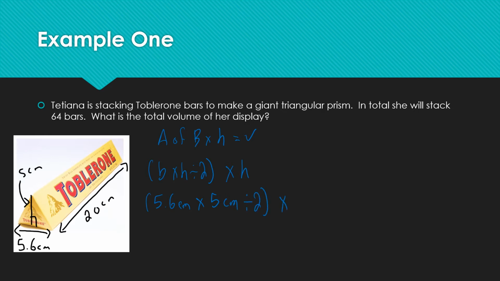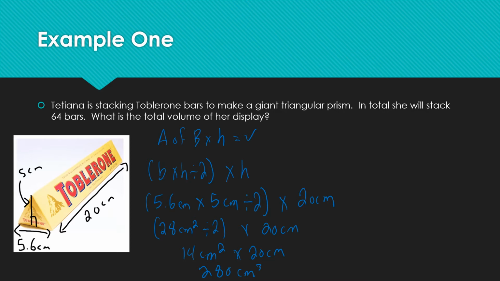If we plug in what we know, the height of the prism is 20 centimeters. Multiplying 5.6 times 5 gives 28 centimeters squared, divided by 2. We'll leave this 20 alone for now. 28 divided by 2 is 14, so 14 centimeters squared times 20 centimeters. We've got our area of the base done, and 14 times 20 is 280 centimeters cubed.